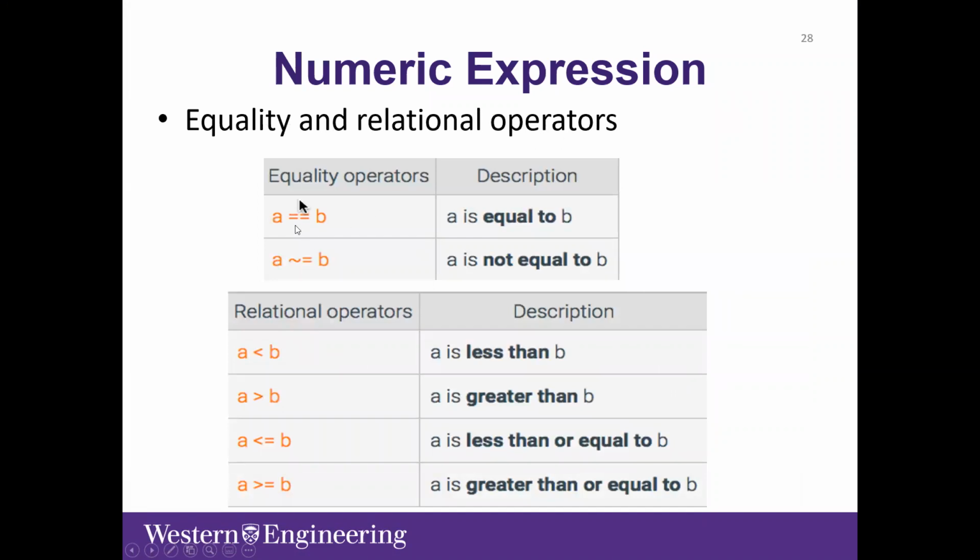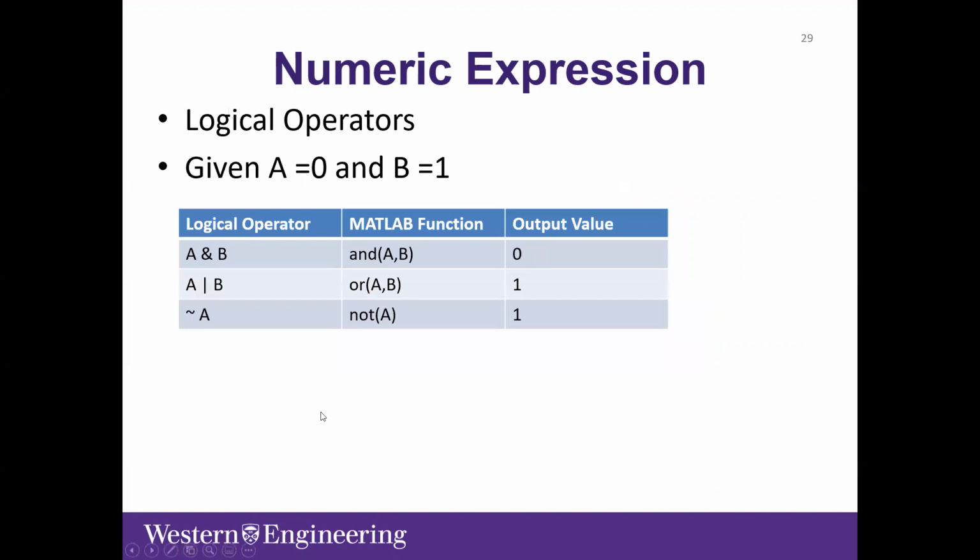Equality and relational operators are the same: equal equal, not equal. This is not the exclamation mark. A less than b, a greater than b, a less or equal to b, a greater or equal to b. Logical operators: given a equals 0 and b equals 1, a and b here equal 0, a or b equals 1, not a, since it's 0, it will be 1.